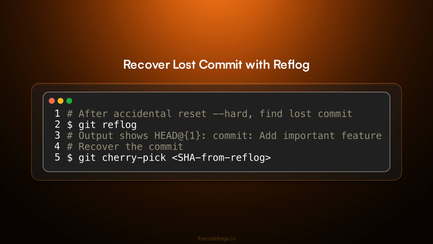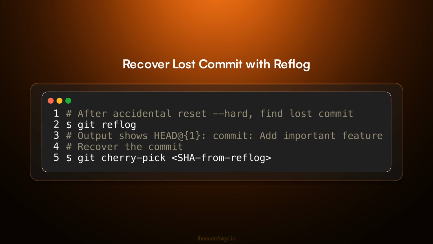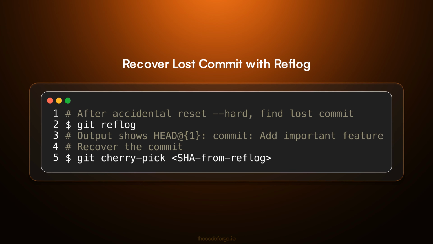The article mentions reflog as a safety net, but doesn't show how to use it to recover a lost commit. Here's a concrete example. After an accidental git reset --hard, use git reflog to find the lost commit SHA and git cherry-pick to restore it.